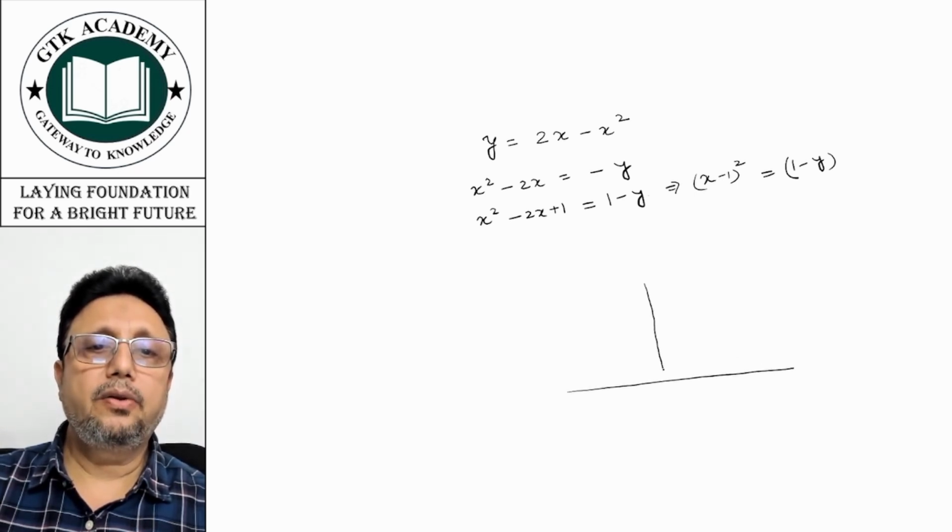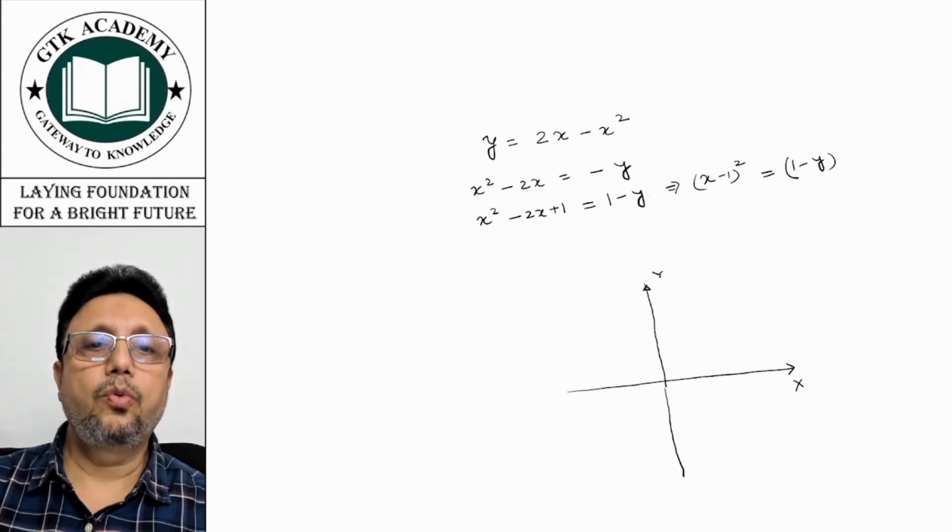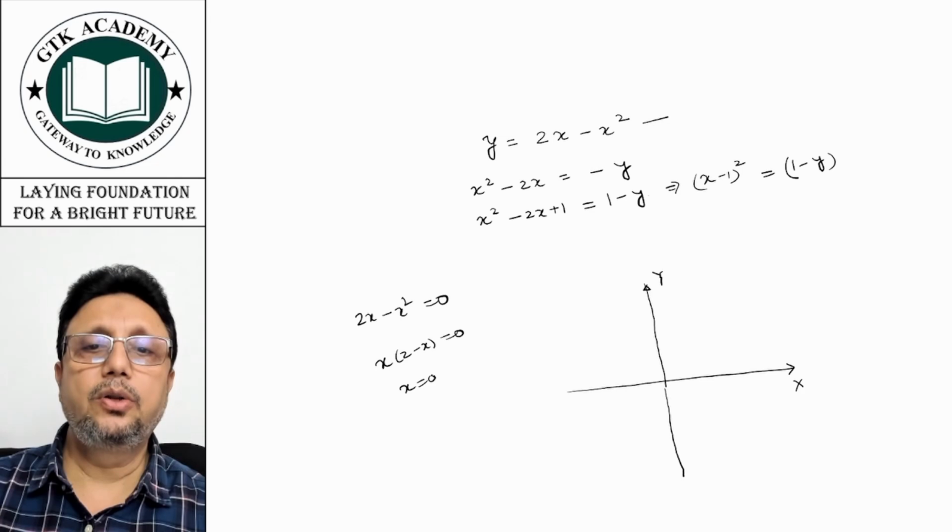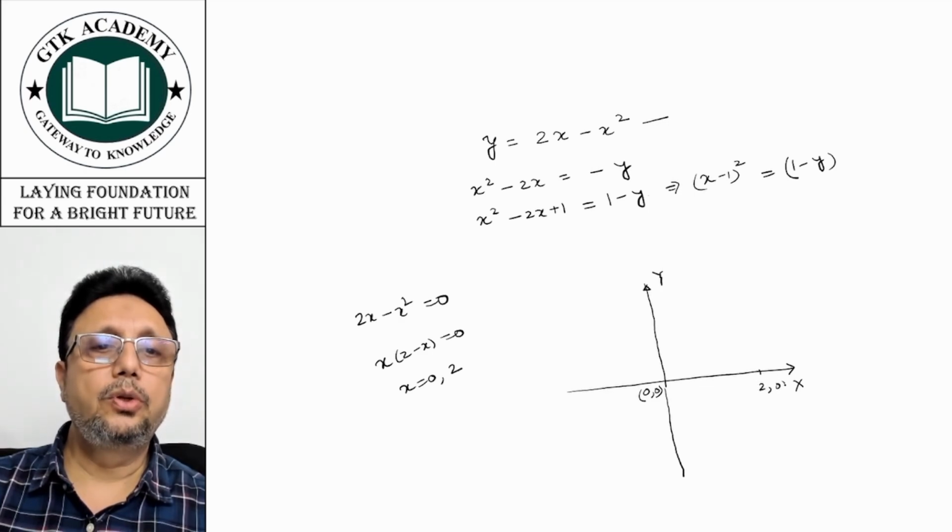Now we are going to plot this curve, x and this is your y. First of all, we have to see from this equation where it is going to intersect the x and y axis. For intersection with the x axis, put y equal to 0. That means 2x minus x square is equal to 0. So x(2 minus x) is equal to 0, so x is equal to 0 or 2. So we have 2 points of intersection with the x axis: (0, 0) and (2, 0).